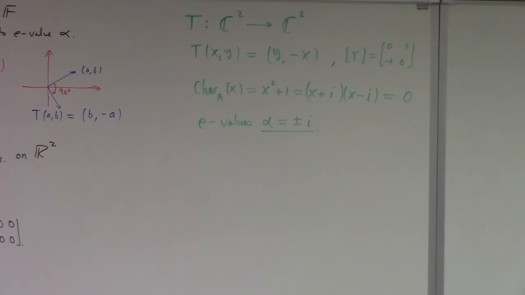Same formula, right? Different choice of field, basically. All of a sudden we have eigenvalues, whereas we didn't before. And that's the beauty of the complex numbers, right? Think about this.